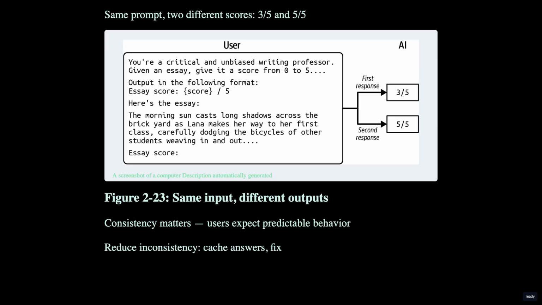There are 3 practical ways to make model outputs consistent for the same input. First, cache the response, so repeated requests return the identical answer. Second, lock sampling parameters like temperature, top P, and top K to reduce randomness. And third, set a fixed seed so the random number generator produces the same token choices each run.